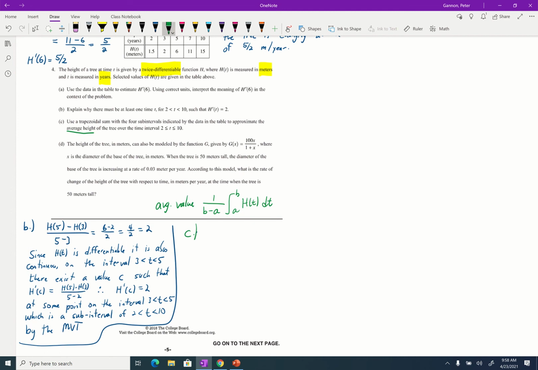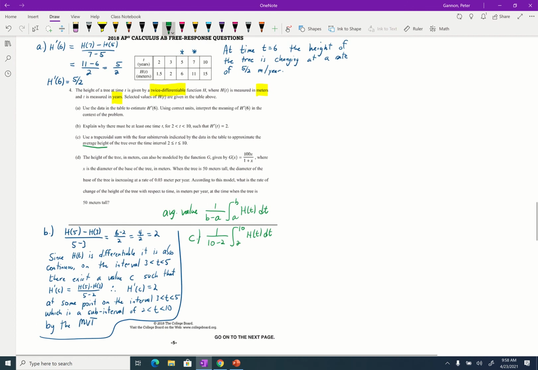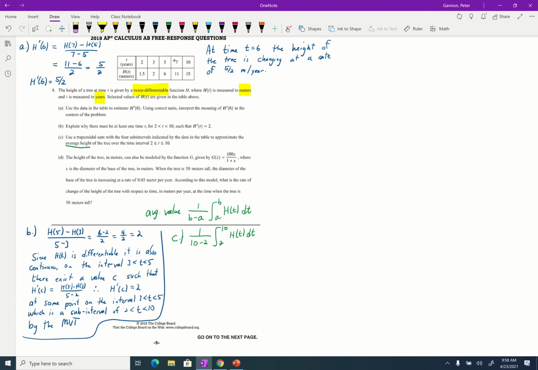So we want the average height from 2 to 10. So it's going to be 1 over 10 minus 2 times the integral from 2 to 10 of h of t dt. The problem is telling us to use a trapezoidal Riemann sum with 4 subintervals. So your subintervals are going to go from 2 to 3, 3 to 5, 5 to 7, and 7 to 10. Well, from 2 to 3 is a width of 1, from 3 to 5 is a width of 2, 5 to 7 is a width of 2, 7 to 10 is a width of 3.